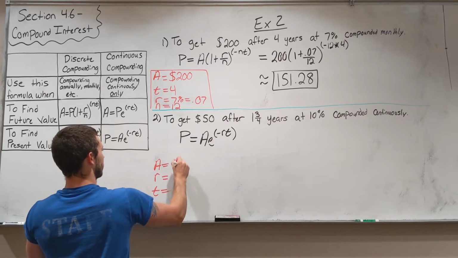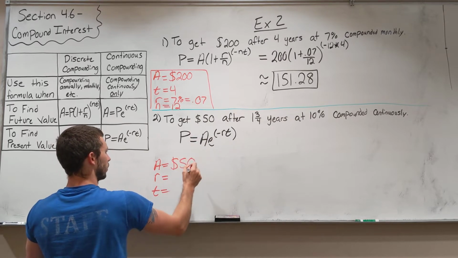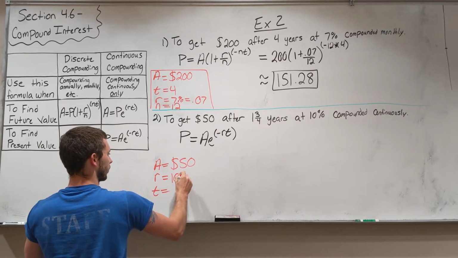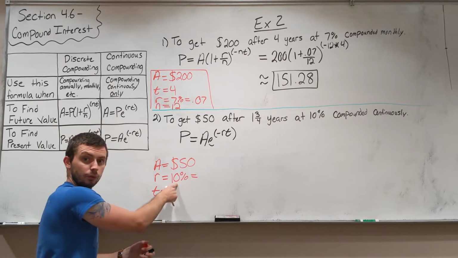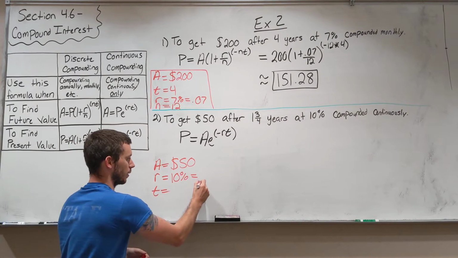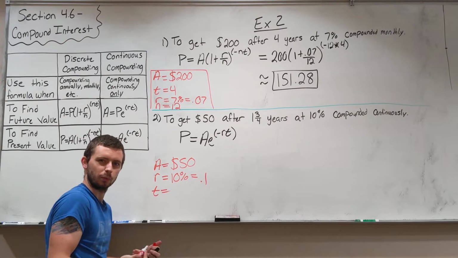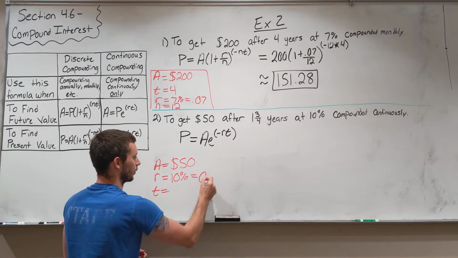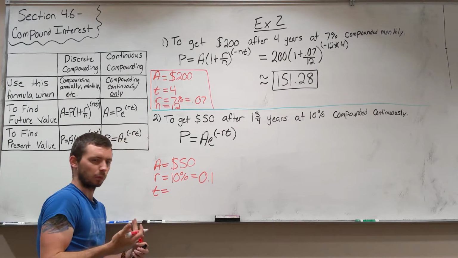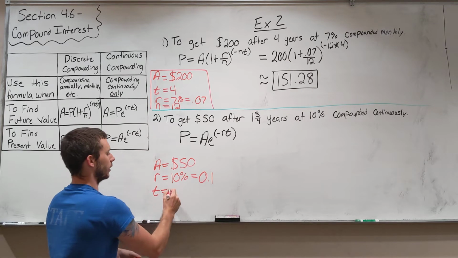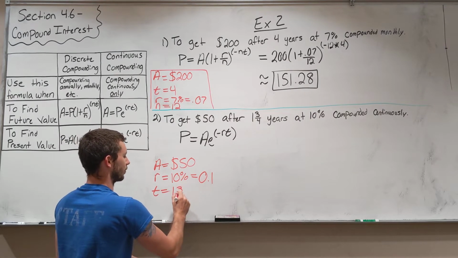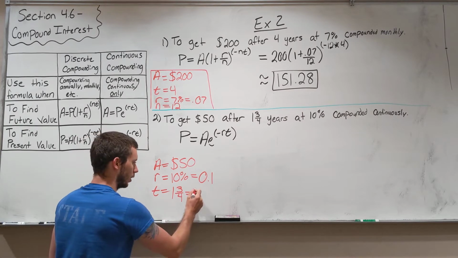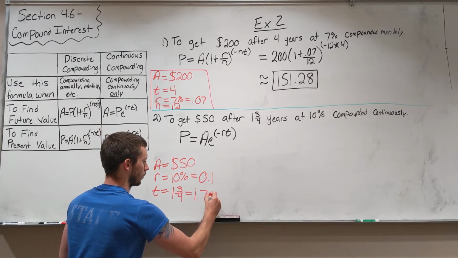A here is 50. That's the future value. The rate here is 10%, which we do have to convert as a decimal. That would be 0.1. In fact, I'll put 0.1, doesn't matter. So 0.1, and time is 1 and 3 over 4, which we're going to write as 1.75.